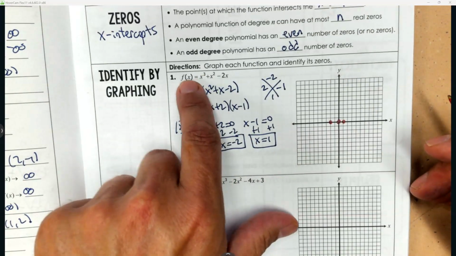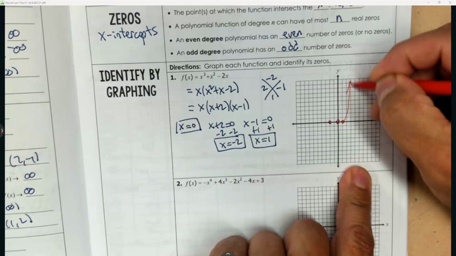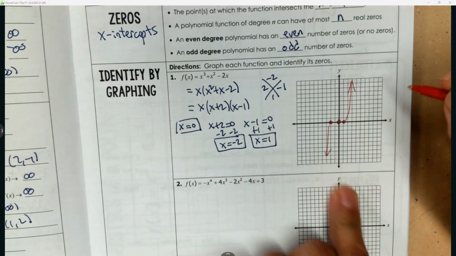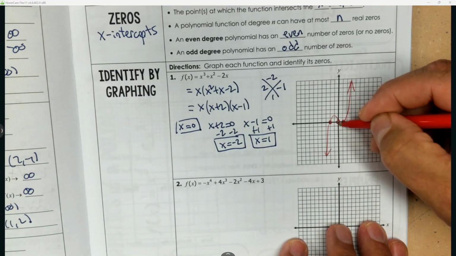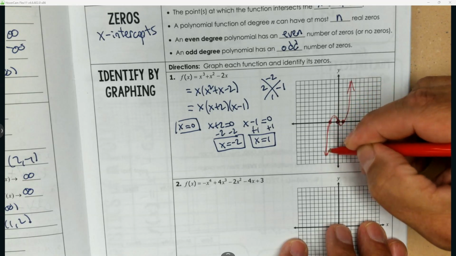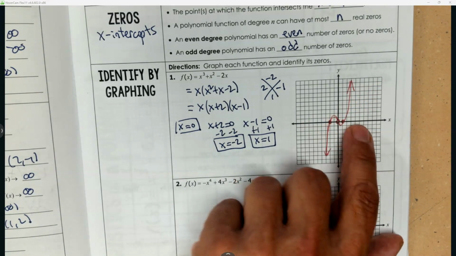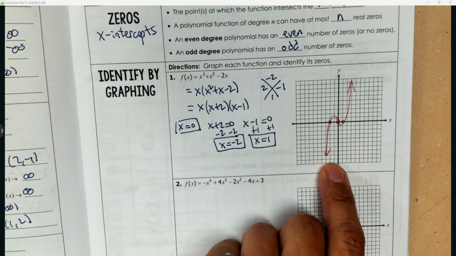Now, I'm also going to add the end behavior. I know it's odd and positive, so the right end goes up and the left end goes down. And then we can add a little bit in terms of the turning and stuff, but I just want to focus in on the x-intercepts and the end behavior.